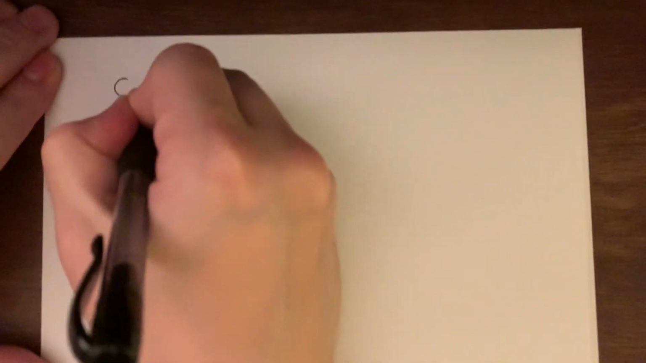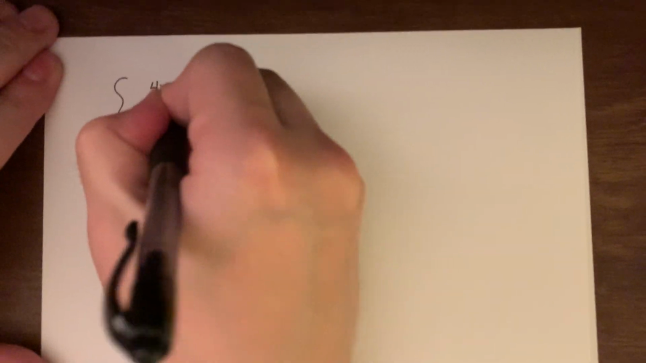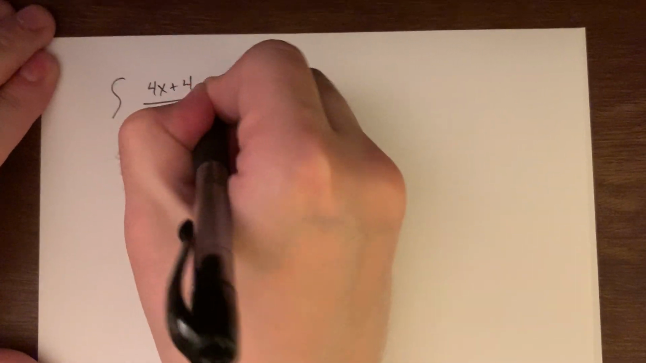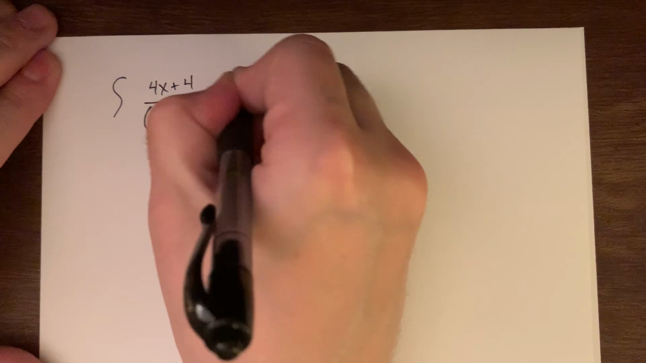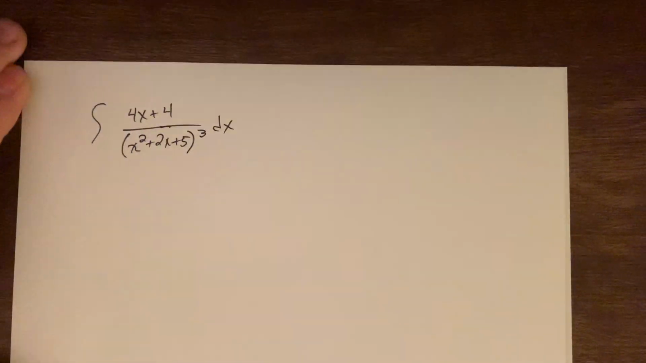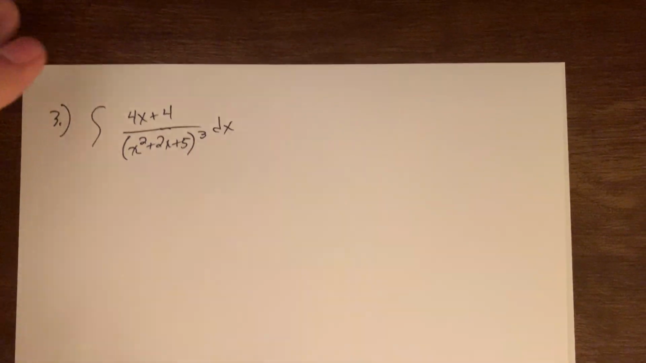Okay, so let's keep going, everybody. Still want to do a couple more. Next, let's look at the integral of 4x plus 4 over the quantity x squared plus 2x plus 5 cubed. This was number 3. Still evaluating. Oh, and this is page 4.